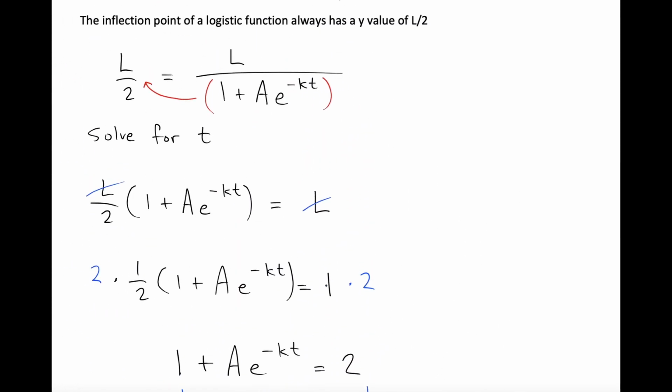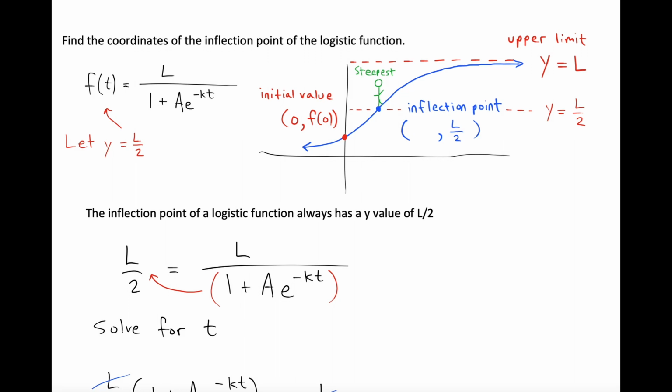So now we know that the horizontal value here of the inflection point is going to be given by ln A over K.